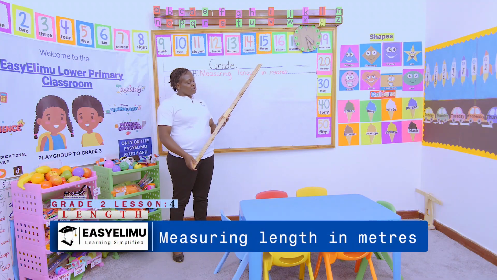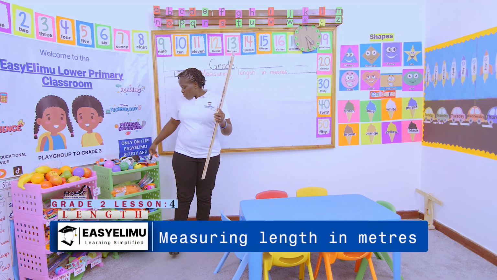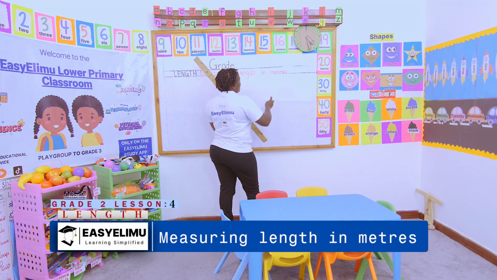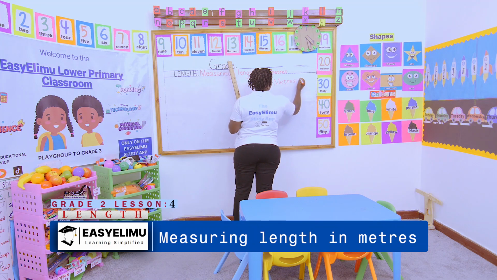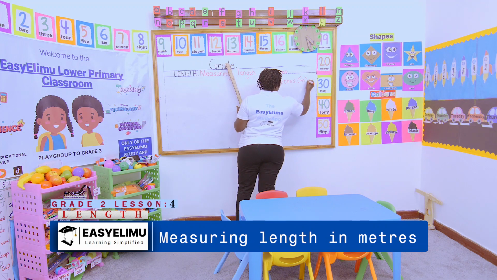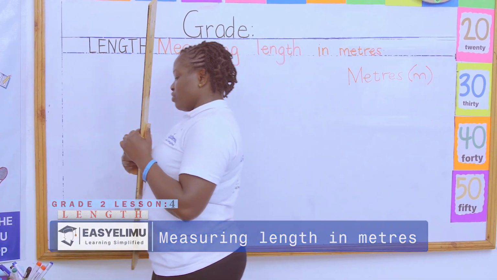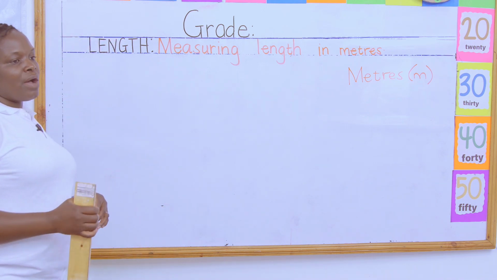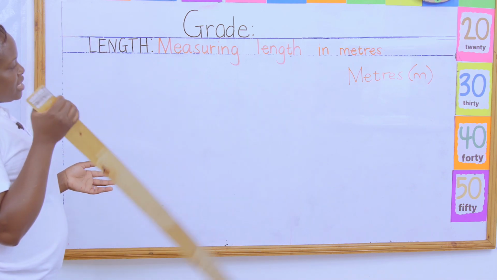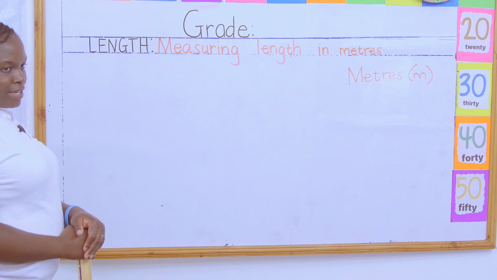Now, what are the units for measuring length? We measure length in units called meters. And in short form, we write it as M. That is the unit for length. How long something is and how wide something is, we measure it in what we call meters.